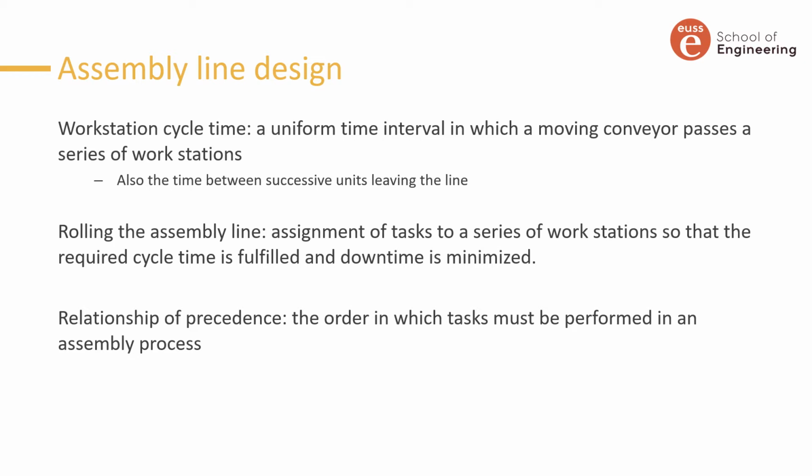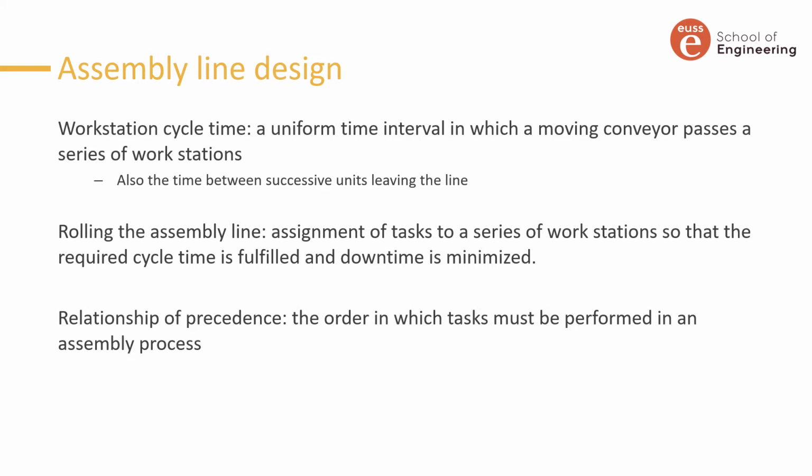And finally, the third definition is the relationship of precedence. It means the order in which tasks must be performed in an assembly process. We should define what the relationships of the tasks in our company are. For example, if we have three tasks A, B, C, where do they locate? If B comes after A, or if A comes after B. So we need to clarify all of these relationships between different tasks.